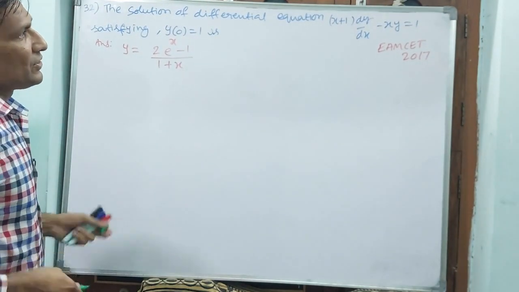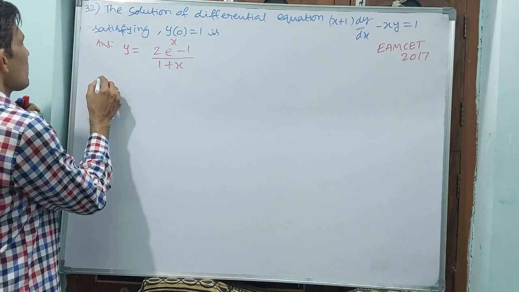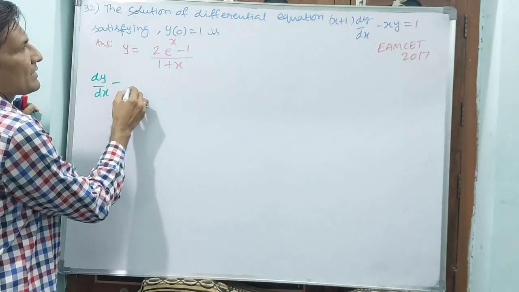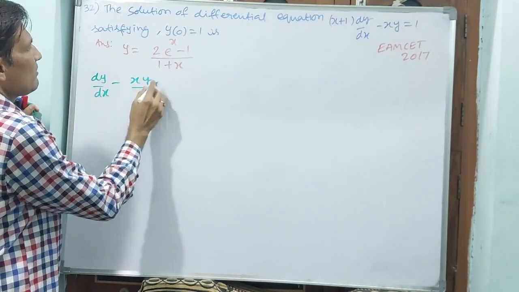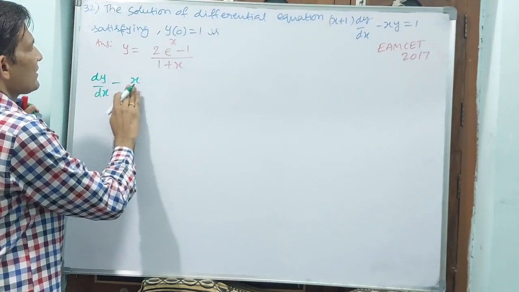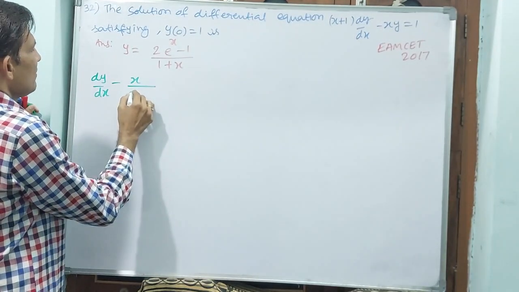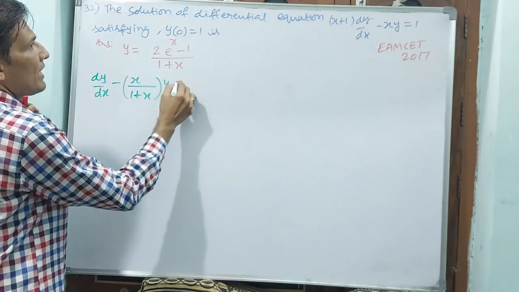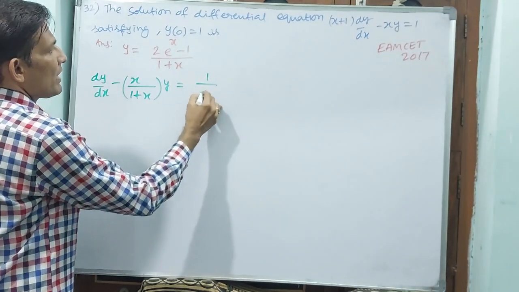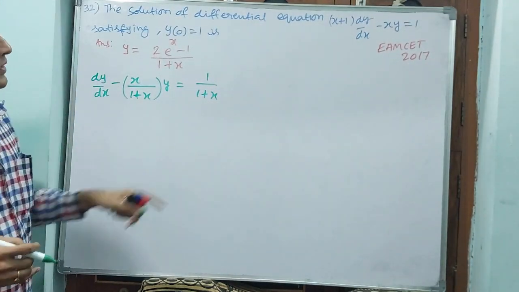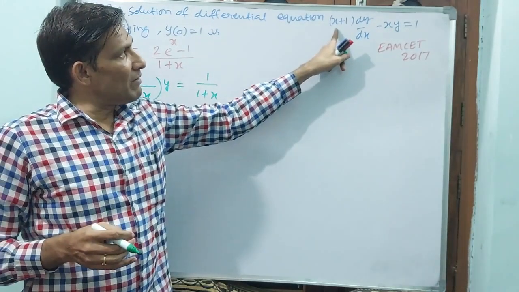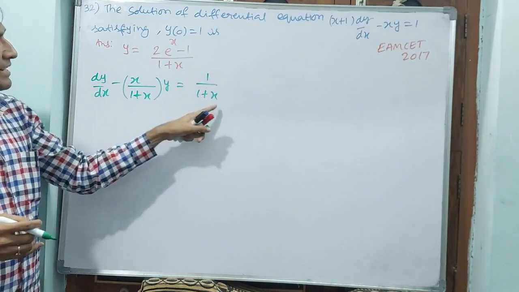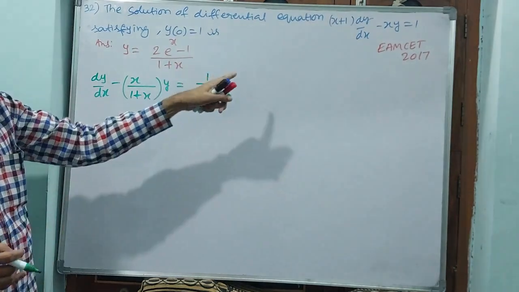Now proceed. Because we know very well, dy by dx is there, then we know what is to be done. dy by dx minus x by 1 plus x into y is equal to 1 by 1 plus x. What I have done is divided by 1 plus x. Dividing by 1 plus x means this gets cancelled, here 1 plus x will come, and here 1 plus x is there.